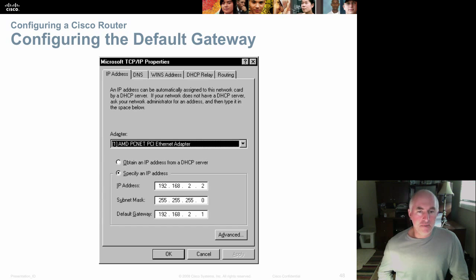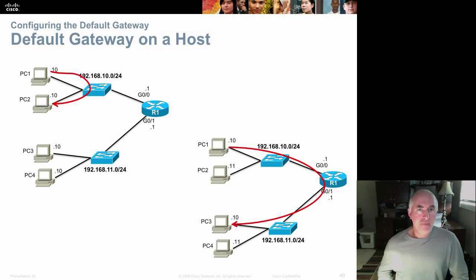If we're in the Windows PC, we have to give it an IP address and a mask and a gateway. And we've done this. And again, the default gateway is very important for the scenario on the right. The scenario on the left, PC1 communicating with PC2, you follow the red line there, the red arrow, does not need the assistance of the router, so a default gateway is not necessary to facilitate that type of communication.